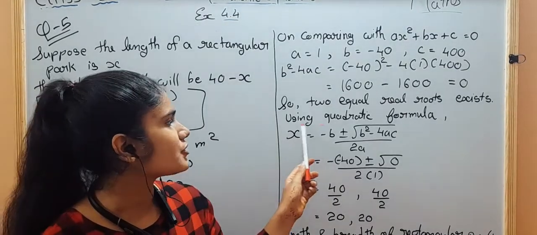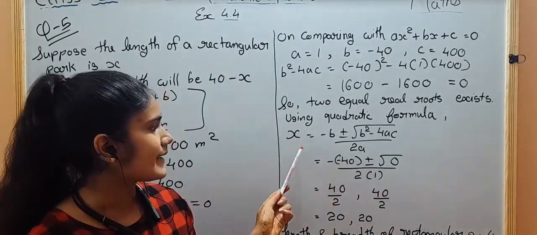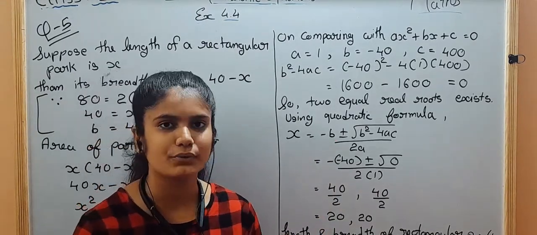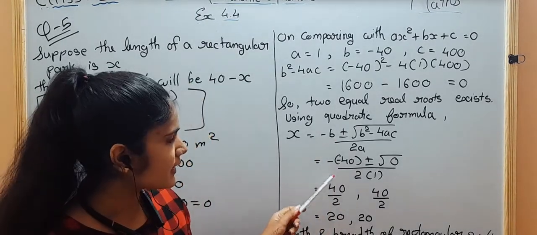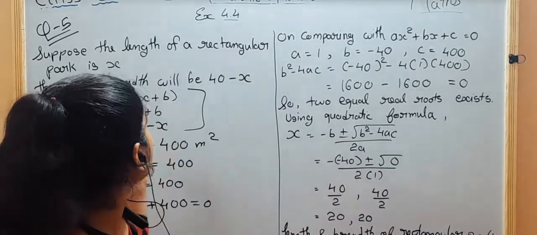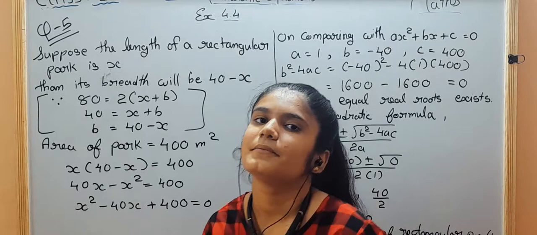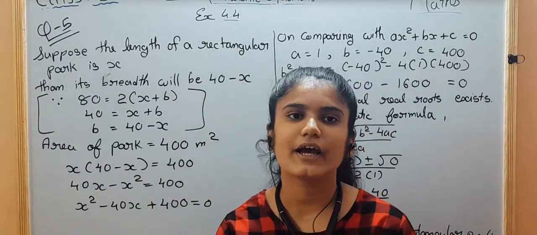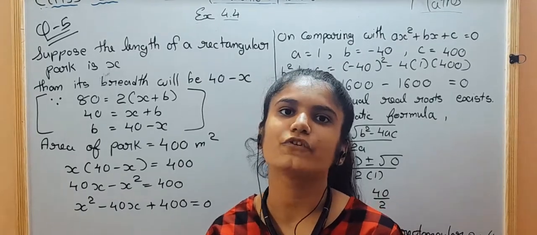We will find the roots by the quadratic formula: x is equal to minus b plus or minus square root of b square minus 4ac, upon 2a. Substituting the values, we get 20 and 20 meters, which means that the length and breadth are both 20 meters of the rectangular park. Here we have completed our exercise 4.4 and chapter 4.